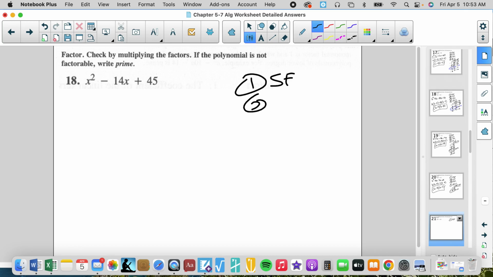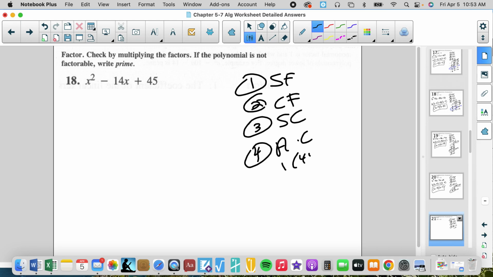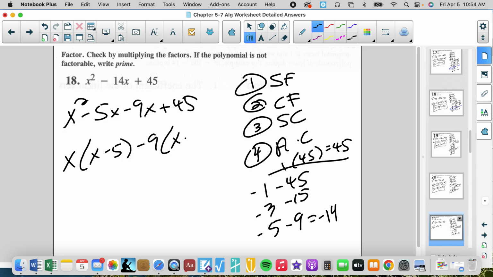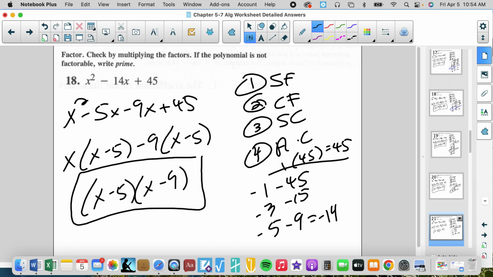Standard form, common factor, special case, a times c, 1 times 45. 1 and 45, 2 no, 3 and 15, 4 no, 5 and 9. Signs are the same, both negative, negative 14. So we get x squared minus 5x minus 9x plus 45. Factor out an x, x minus 5. Factor out a negative 9, x minus 5, x minus 9. That's a bad 9.